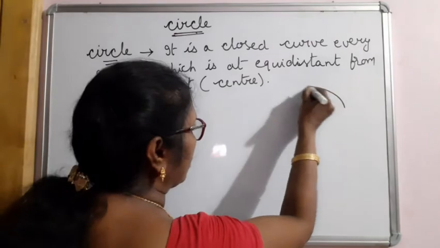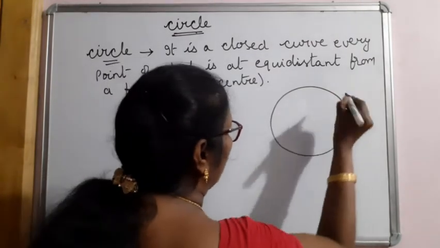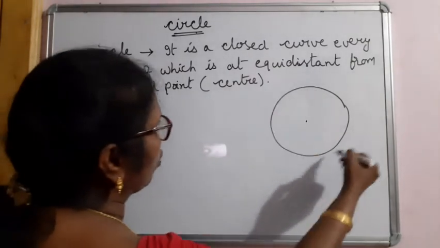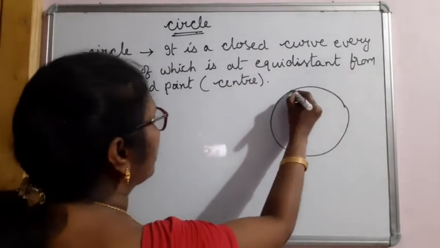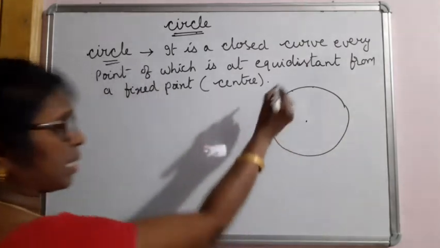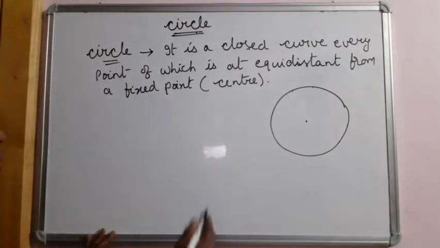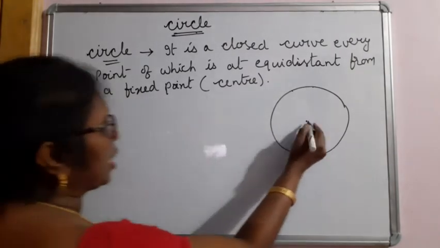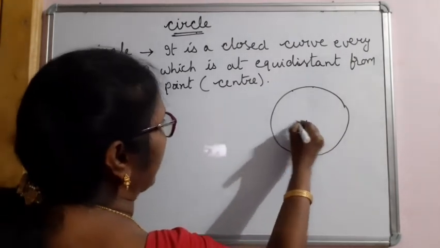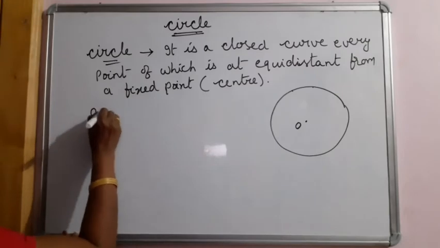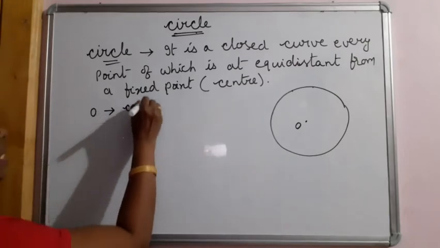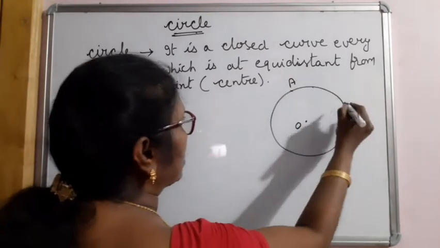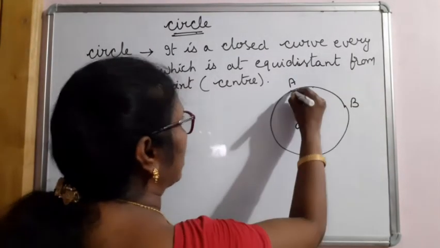Let me draw the circle. Now let me explain you. Circle, it is a closed curve. Every point of which means on the circle, any point you take that is at equidistant from a fixed point, which is called the center of the circle. Generally we take O for the center of the circle. Let me take point A on the circle, point B on the circle.